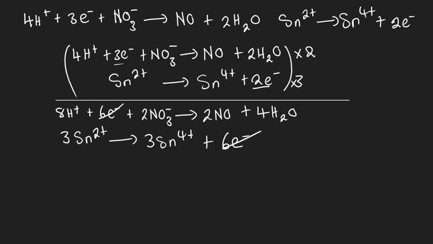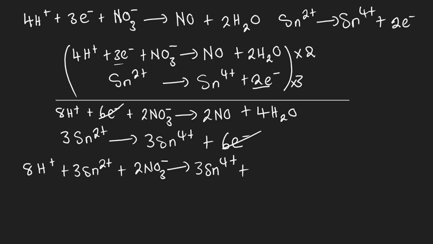So this guy and that guy can cancel. We can now combine our equation. This is going to be 8H+ plus 3 selenium 2+ plus 2 nitrates. This is going to produce 3 selenium 4+ plus 2NO plus 4H2O. So now look at this, everything is balanced because we've got 8 hydrogen.